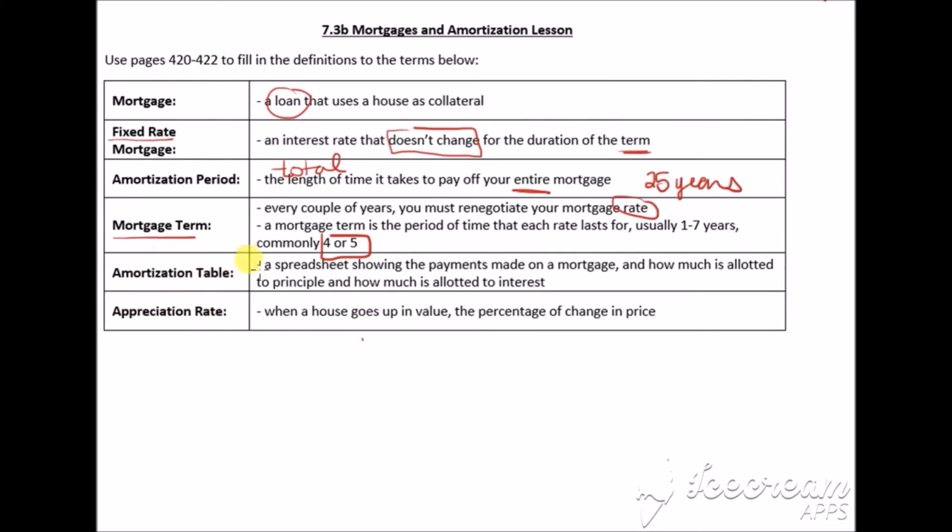Okay, amortization table. I like these. This is just like a spreadsheet, lots of numbers, and it shows your payment. What it does is it takes your payment and breaks it down into what's allotted toward the principal, and then what's allotted toward the interest.